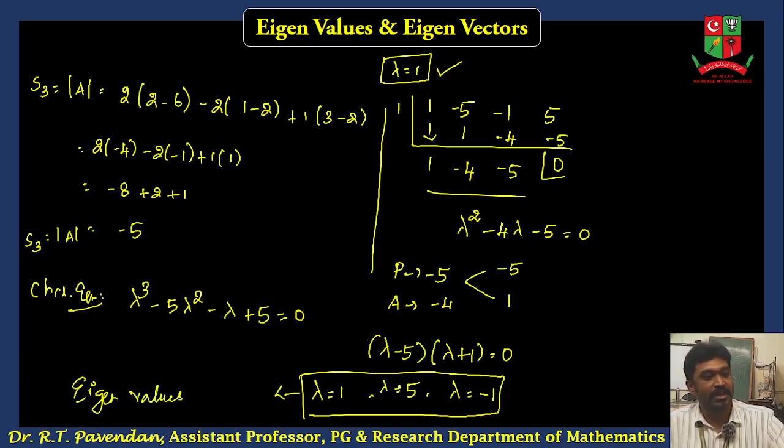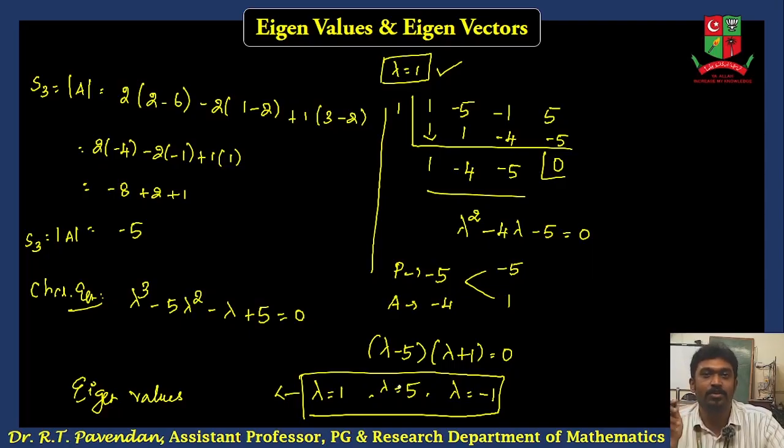So we actually had assumed a characteristic equation for the given matrix. By finding the values of S1, S2, S3 from the given matrix, we have actually found out the actual characteristic equation of the matrix A. After that, we have just solved those equations to get the values of lambda by synthetic division. This is one of the methods that we have used.